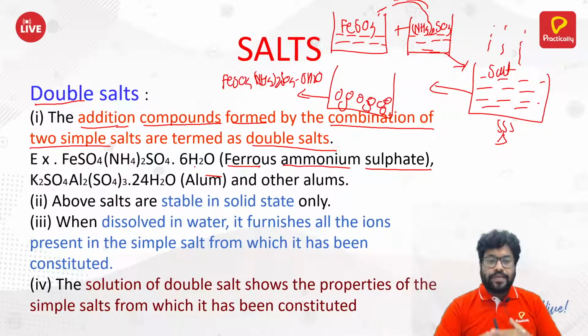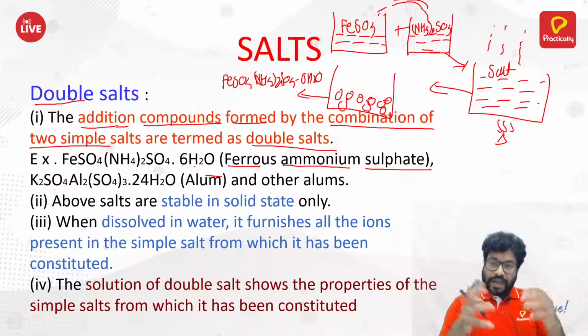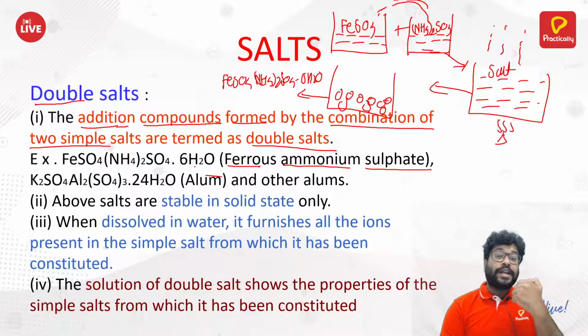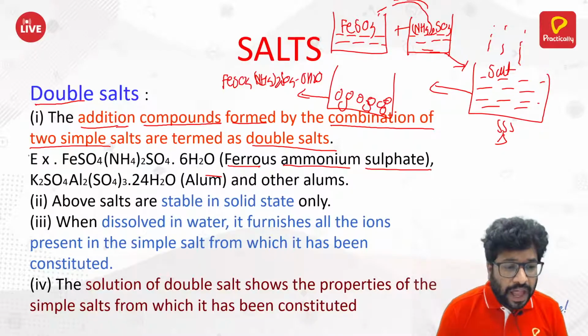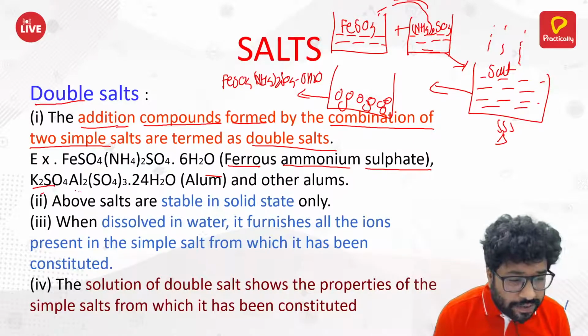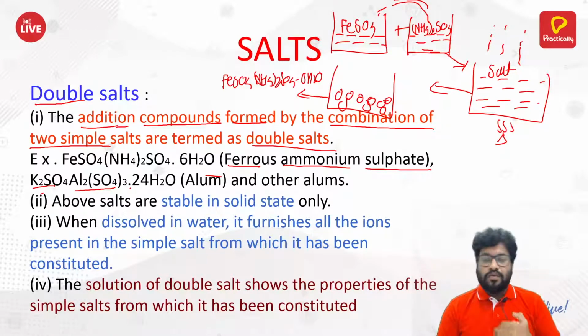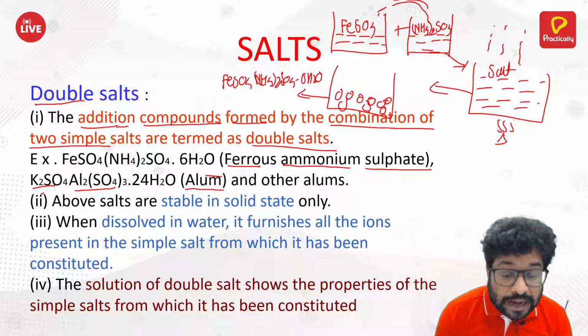They are actually formed by the combination of two different simple salts. You mix them together, then keep it for some time on heating, where excess water gets evaporated, and whatever remains behind as residue is your double salt. Similarly, alum: K2SO4 and Al2(SO4)3, both of them have been mixed together. The solutions have been mixed, water is allowed to evaporate, and whatever remains behind is a double salt. That is how the alums have been formed.